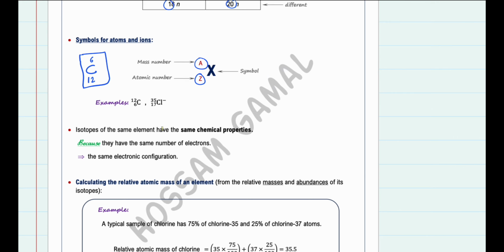Isotopes of the same element have the same chemical properties. And the reason behind that is because they have the same number of electrons, and electrons are responsible for the chemical properties. So they have the same electronic configuration and the same chemical properties.